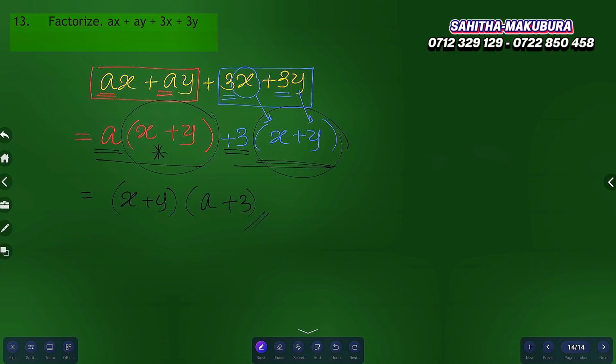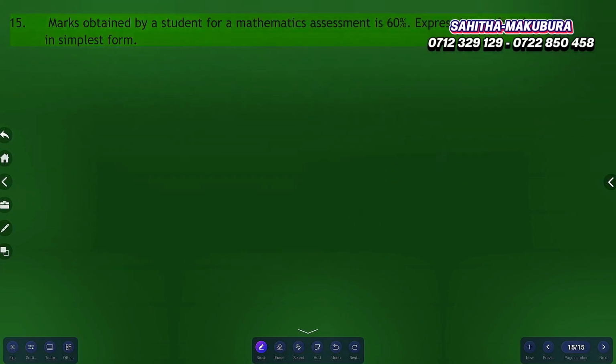Alright, moving on. I have skipped question number 14 because it is from the lesson time. We have not completed that lesson, so we'll skip that question for a moment. Shall we discuss this question: marks obtained by a student from a mathematics assessment is 60%. Express this as a fraction in simplest form.